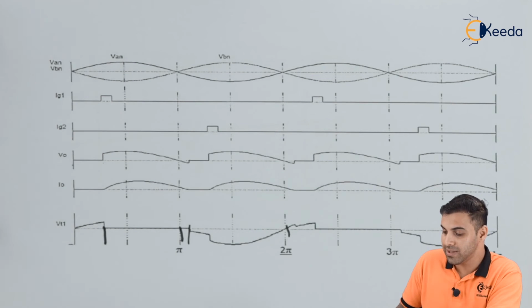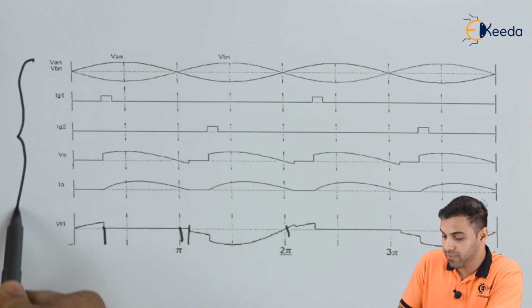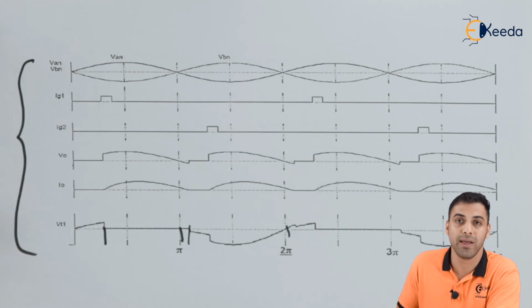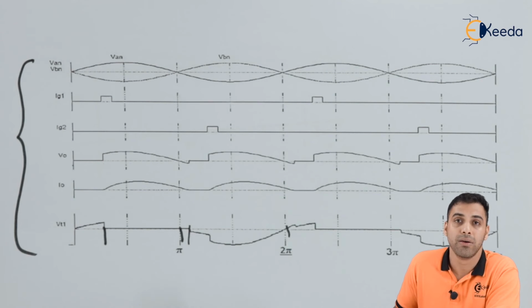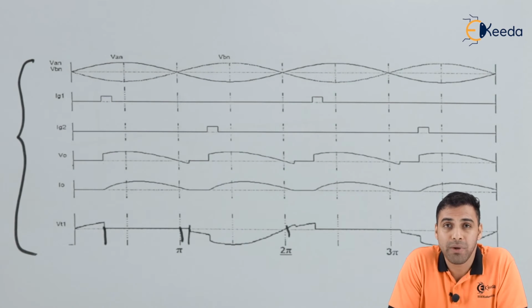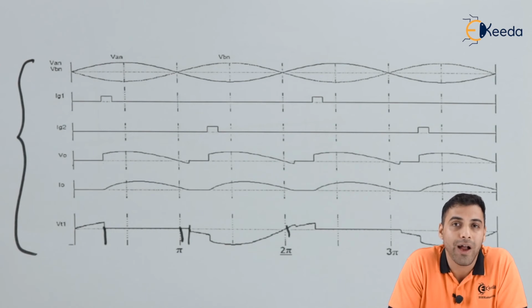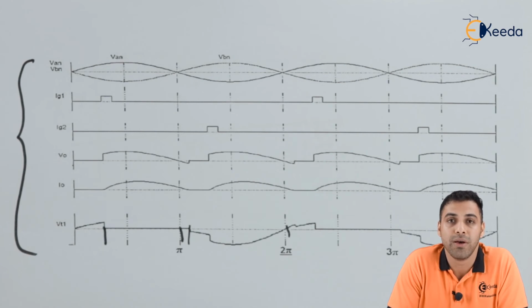So friends, this is the entire graph in a single page so that you can literally compare and understand how the entire RL load functions, or how we get the waveform and how it looks whenever an RL load is applied across a full bridge or across a midpoint rectifier.